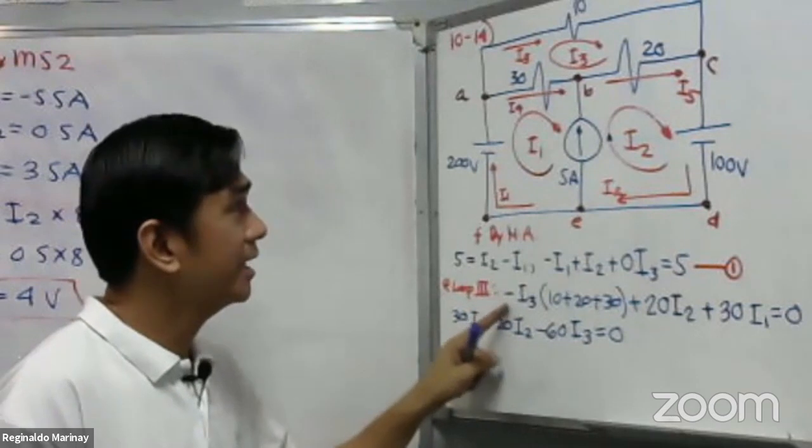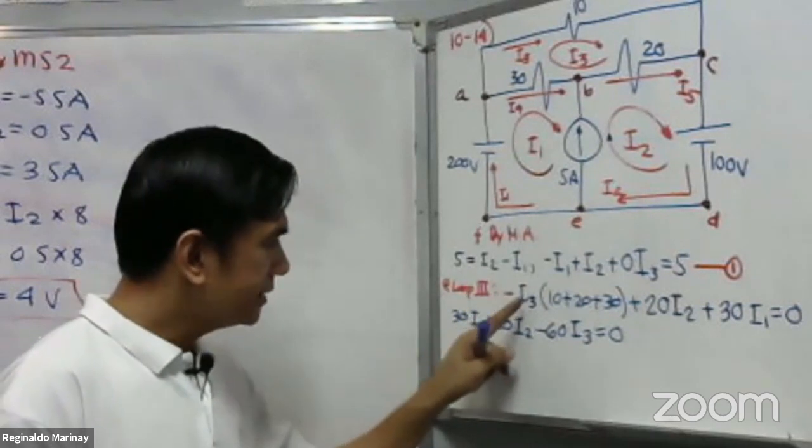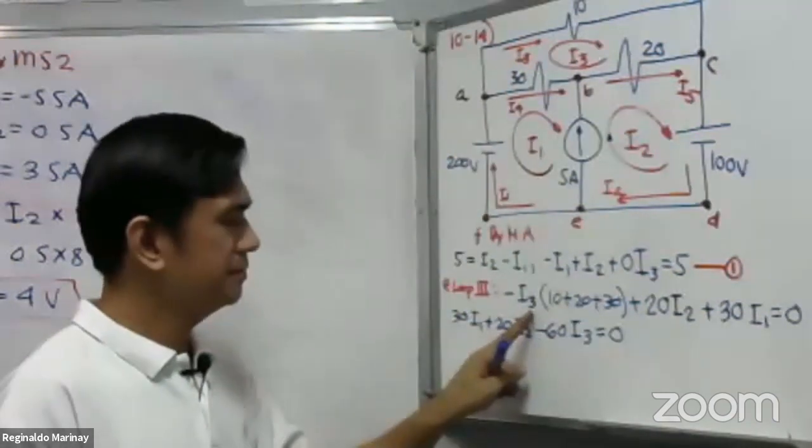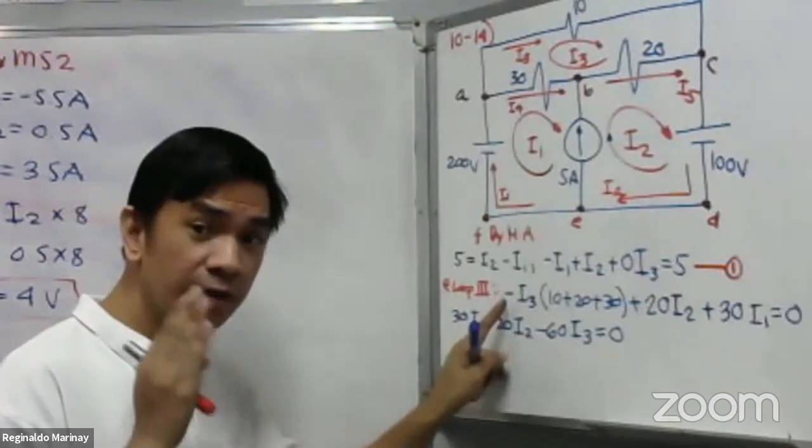So, makinig ha. Please listen carefully. For loop number 3, again, we have to make the circulating current automatically negative I sub 3. Automatic, make this as negative. Okay, we derived this already before.